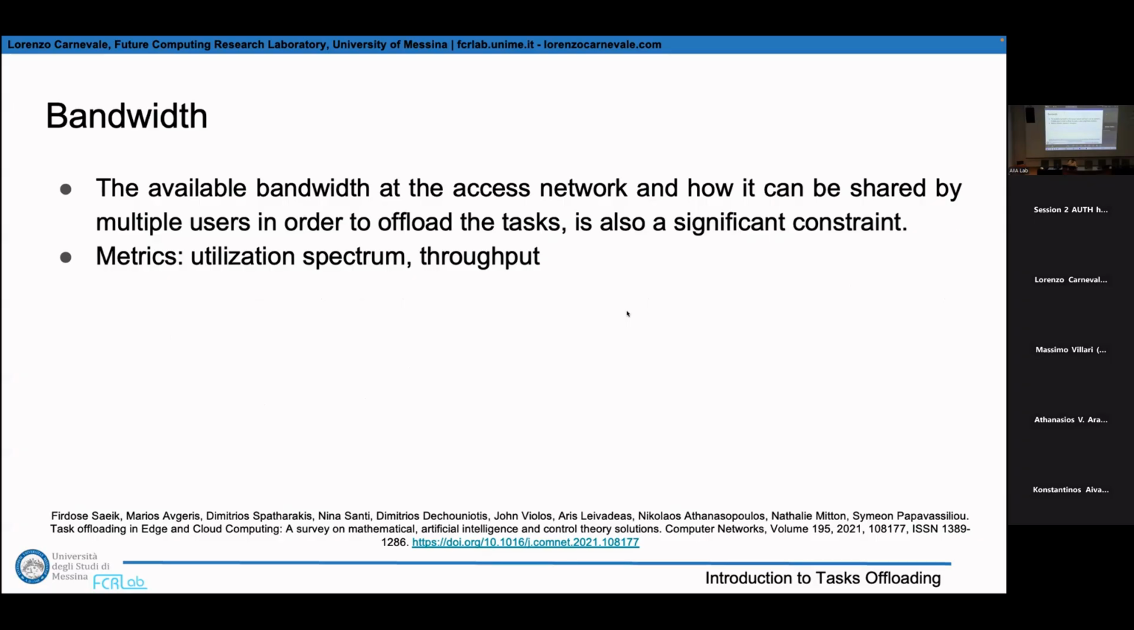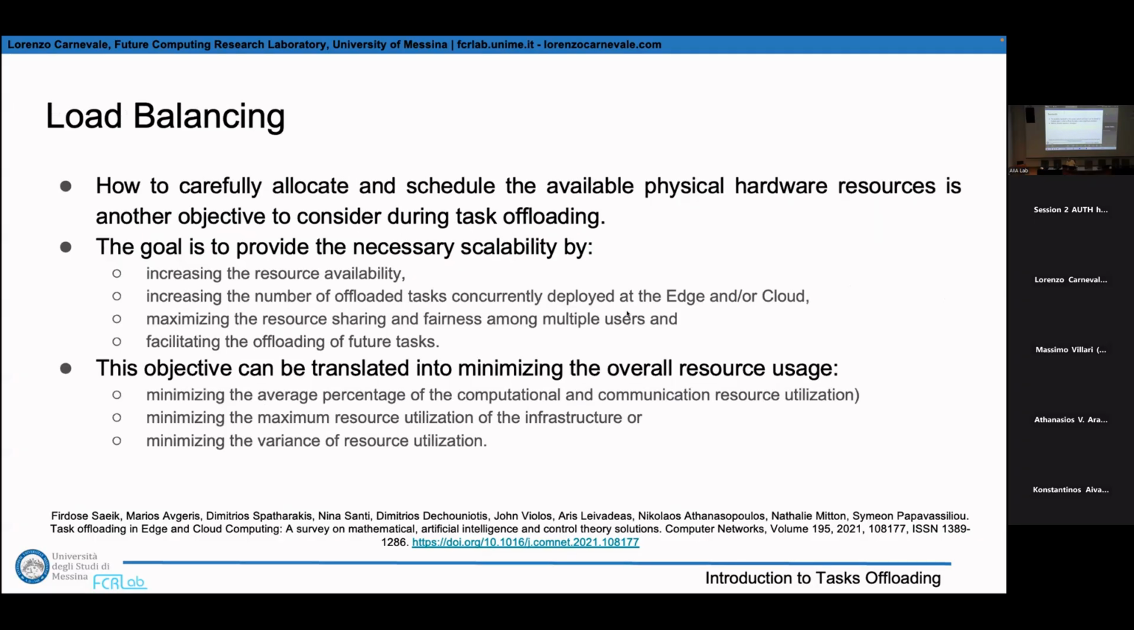Then bandwidth. Bandwidth is quite linear also, as a way to think, because we have an amount of bandwidth that our access network can provide us. So we need to maximize the throughput of the application or the utilization of the spectrum of the device, of course.